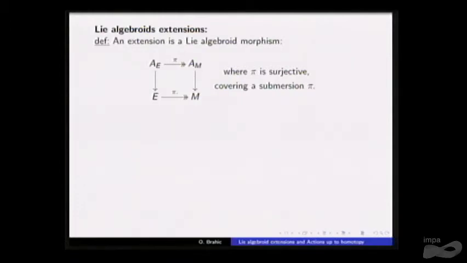One small comment on the notation. There's a pi, which is a vector bundle map covering a pi dot. As you can see, there is a small dot here, and it means you take the base map. So for an extension, you take the algebroid morphism and impose that both pi and pi dot are surjective, meaning pi is surjective and it covers a surjective submersion pi dot on the base. So you can think of it as a surjective algebroid morphism, as surjective as it can be.